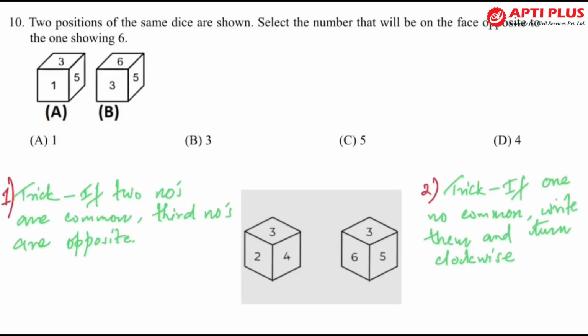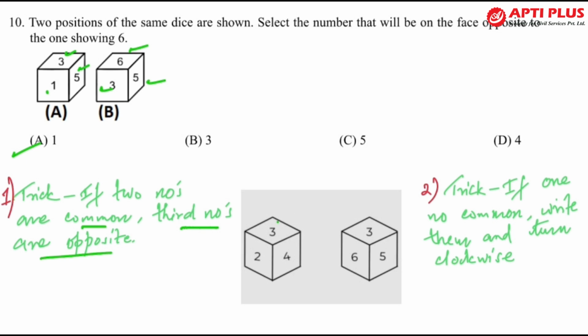So moving on to the next important question. Two positions of the same dice are shown. Select the number that will be on the face opposite to the one showing 6. ठीक है, आपको फाइंड करना है 6 के अपोजिट नंबर क्या है. Now the trick here is if two numbers are common, then third numbers are opposite. ठीक है, यहाँ पे you'll find that 5 and 3 are common. That means 6 and 1 are opposite. That means the opposite number of 6 is 1. So this is as easy as this. ठीक है, if you know the tricks, you can easily answer this question.